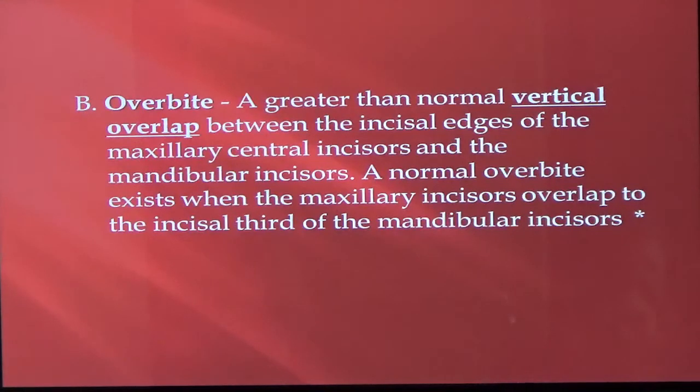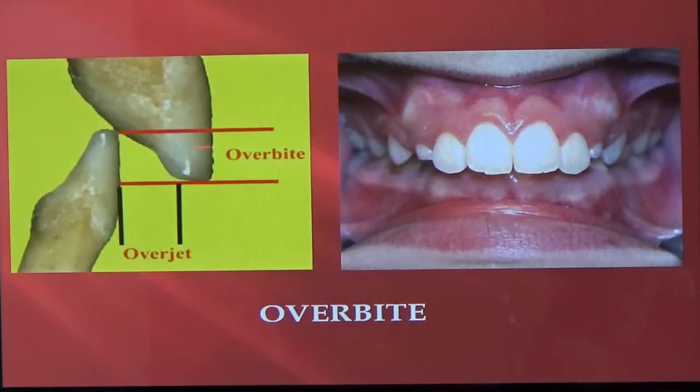If it's greater than normal vertical overlap between the incisal edges of the maxillary central incisors and the mandibular incisors. The normal overbite exists when the maxillary incisors overlap to the incisal third of the mandibular incisors. So you want some overlap, but not 100%. Well, maybe a third. This is about half, which may be a little bit over. Ideal would probably be up to here, about a third.